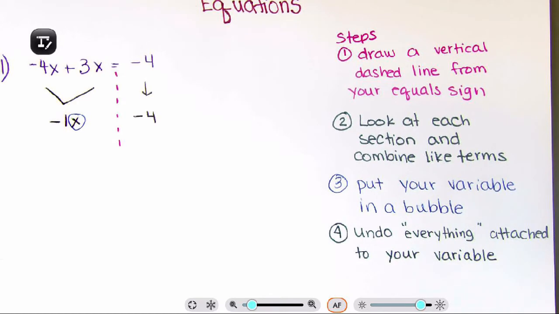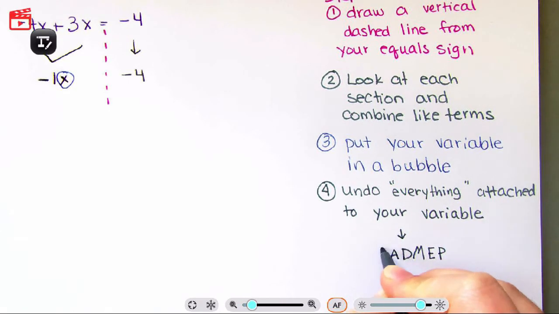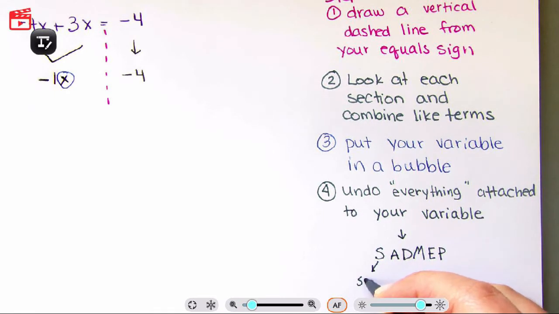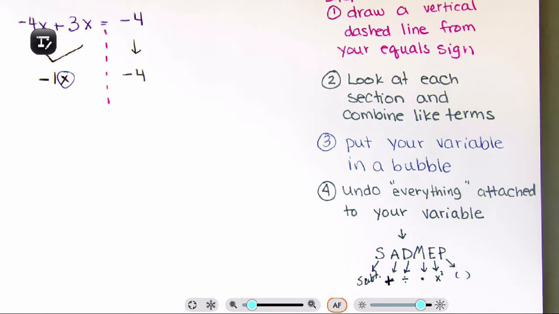And so what that means is you're going to do reverse PEMDAS. So instead of going PEMDAS, we're going to go SADMEP, meaning sad PEM, sad PEM. It's a sad PEM. Okay, so we're going to start out and see if we have any subtraction, any addition, that is a plus, any division, any multiplication, exponents, and parentheses. So those are going to be your steps to have how to undo it.